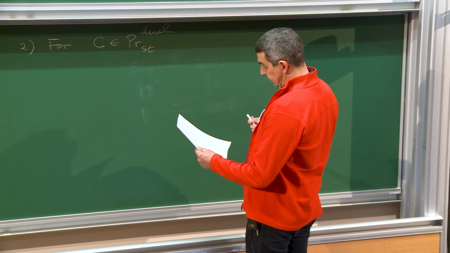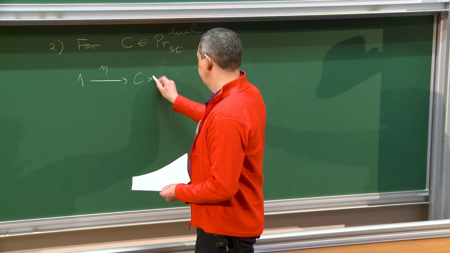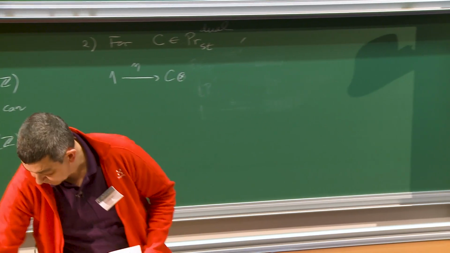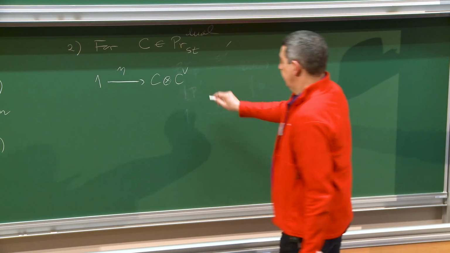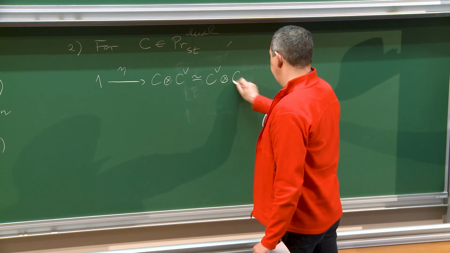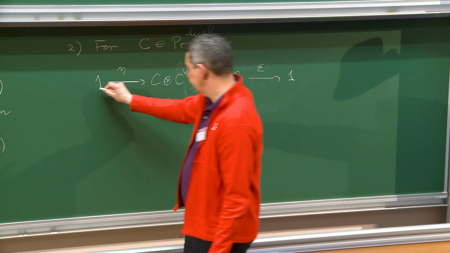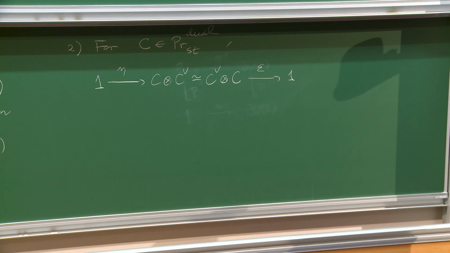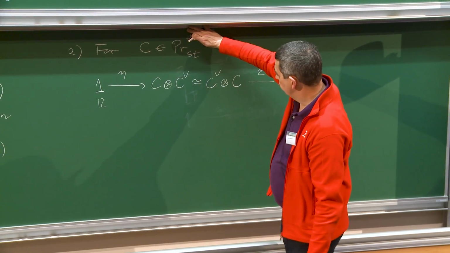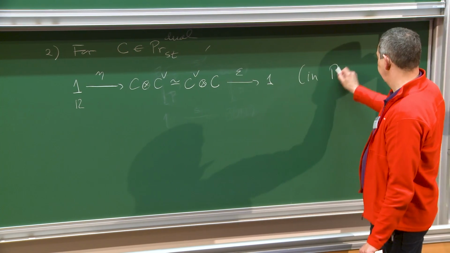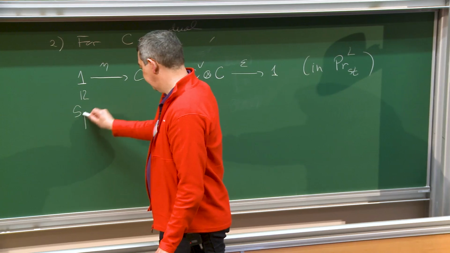So if we have this, this means that we have a co-evaluation here in PR stable. And we have an evaluation, and they exhibit this as the dual of the other. But I can consider this composite here, which is the dimension of C. And the unit in stable dualizable infinity categories and co-limit preserving functors, there the tensor unit is spectra.